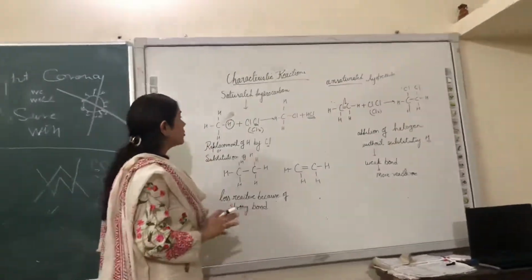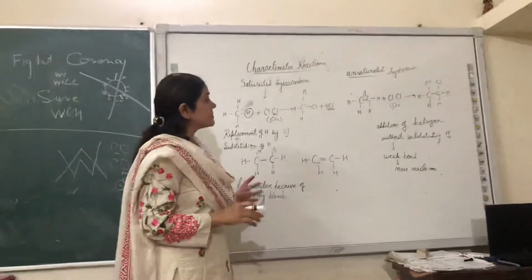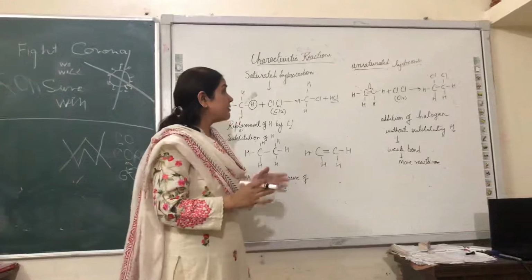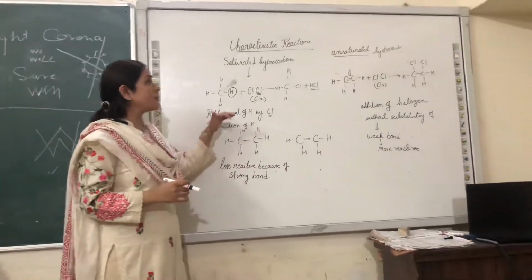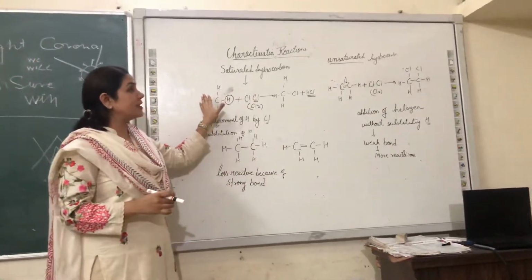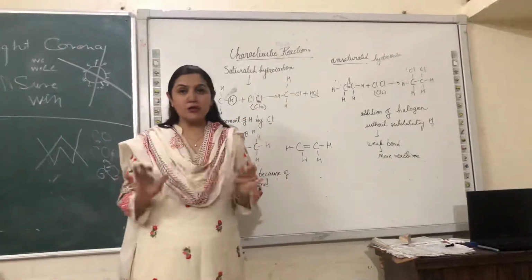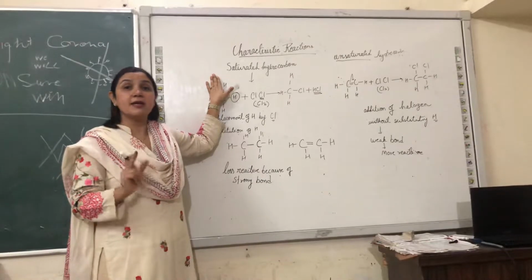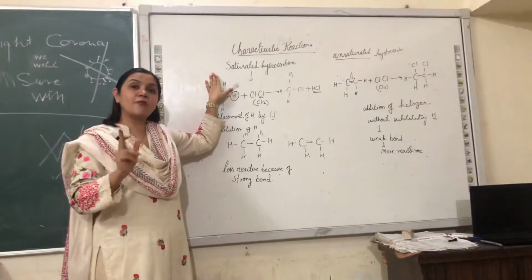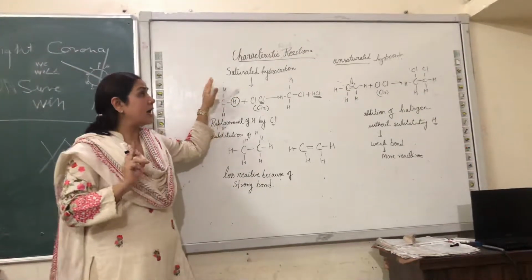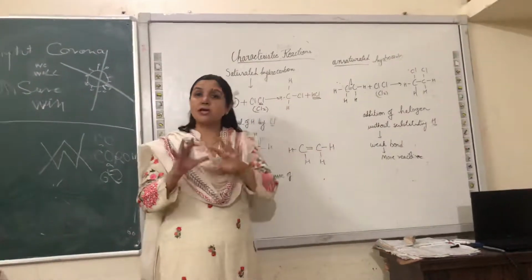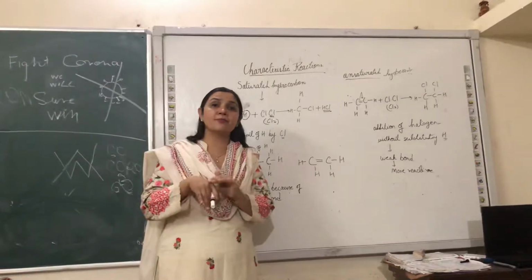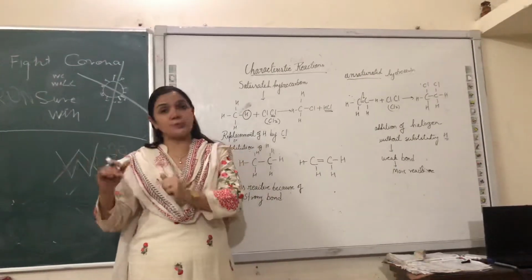So now I am going to explain the difference between saturated and unsaturated hydrocarbons, and which type of reactions are performed by these hydrocarbons. Saturated and unsaturated are not new words for you. I have already explained: saturated hydrocarbons are those where all four valencies are satisfied by single bonds only. Unsaturated hydrocarbons are those where all four valencies are not satisfied by single bonds. It may be a double bond or a triple bond.